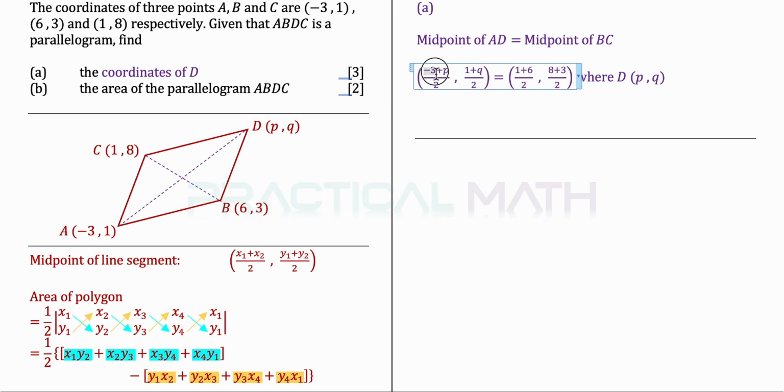All you need to do is just shift the negative 3 to the right hand side. It becomes 1 plus 6 plus 3. 1 plus 6 plus 3 is actually 10. So therefore, the x coordinate of D is actually 10.